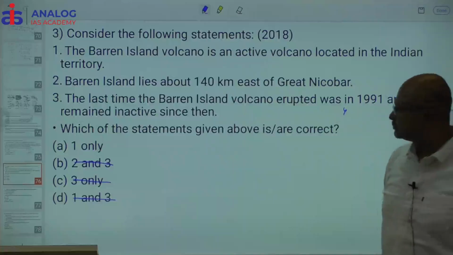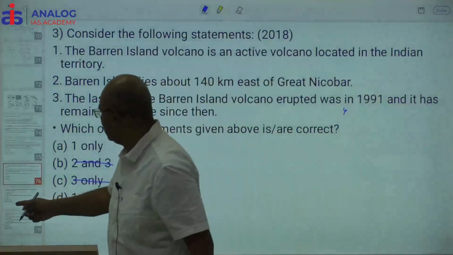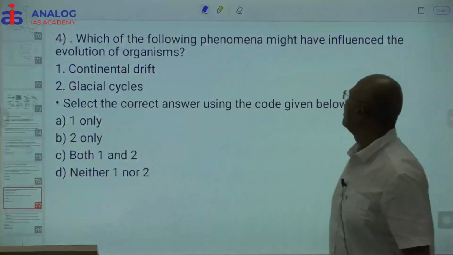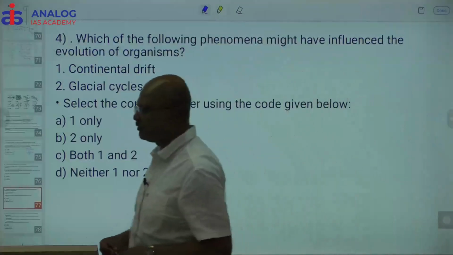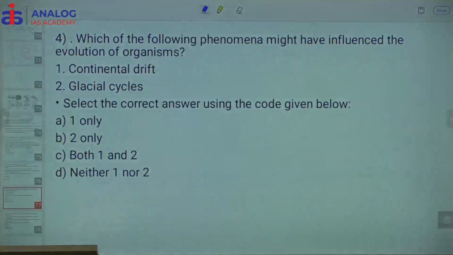Is it clear? Then, which of the following phenomena might have influenced the evolution of organisms? So these are all UPSC questions. What is the correct answer for that?